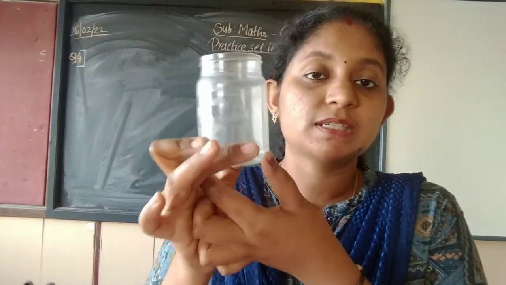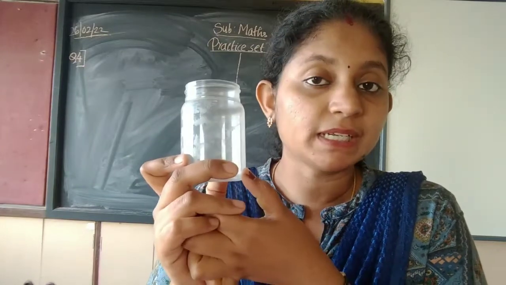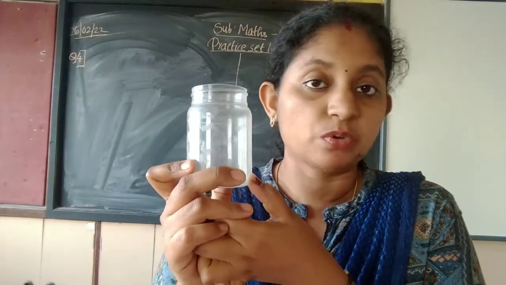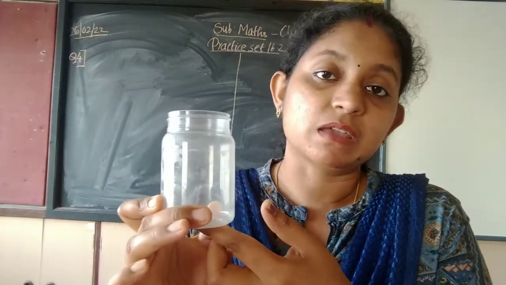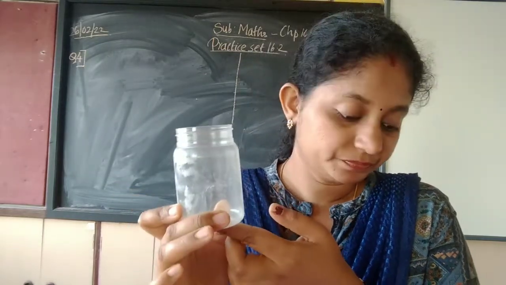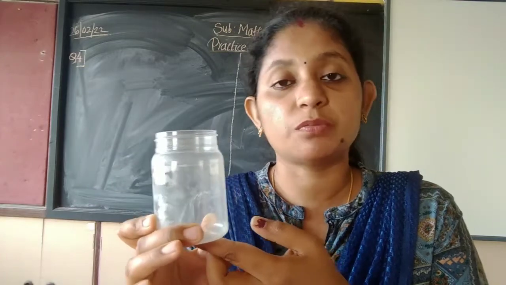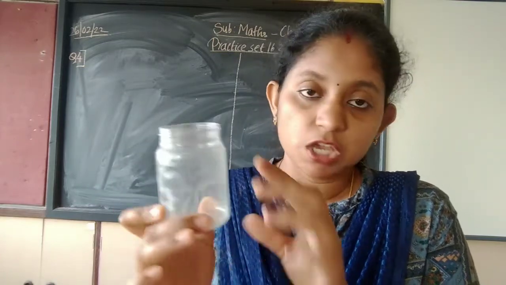What is given? Diameter of this is given. Do we need diameter in our formula? No. What do we need? We need radius, correct? Radius is nothing but half of diameter. Height is given, yes, how much? 20 centimeter. So we can find out the area of this container.